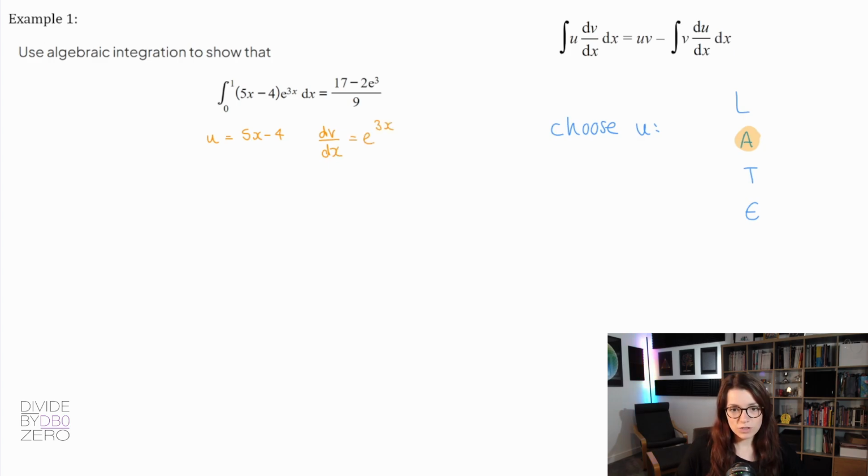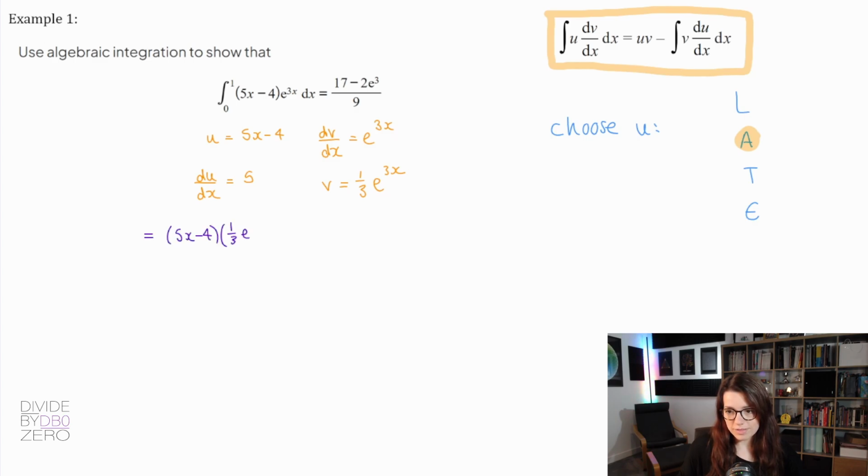Once we've chosen, then we have a look at the formula, and we can see that we're going to need to know u, v, and du/dx. So underneath the u, let's find du/dx, which is 5, and underneath the dv/dx, let's find v, integrating, so 1/3 e to the 3x. Now it's just a case of carefully putting those expressions into the formula. So first of all, we've got uv, so 5x minus 4 times 1/3 e to the 3x, minus the integral of v times du/dx.